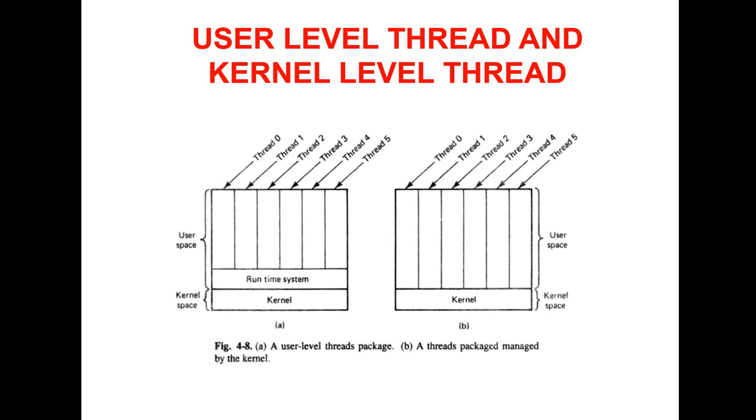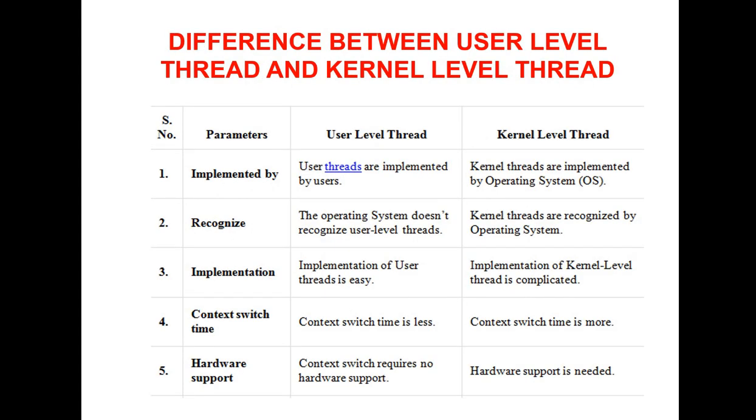Now in figure B, it shows kernel level thread. Here, no runtime system is needed. Instead, when a thread wants to create a new thread or destroy an existing thread, it makes a kernel call to perform creation and destruction. To manage all the threads, kernel has one table per process with one entry per thread. Each entry holds the thread registers, state, priority, and other information.